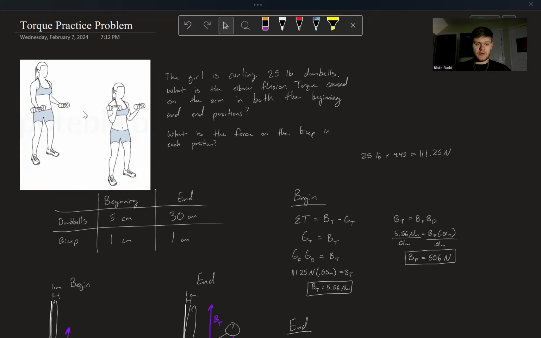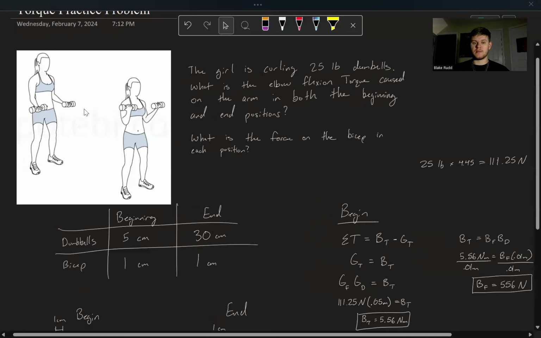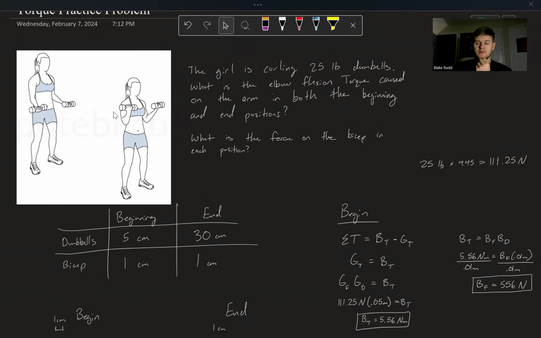So we've got a girl here curling some dumbbells. The question is, the girl is curling 25-pound dumbbells. What is the elbow flexion torque caused on the arm in both beginning and end positions? And then what is the force in the bicep in each position?